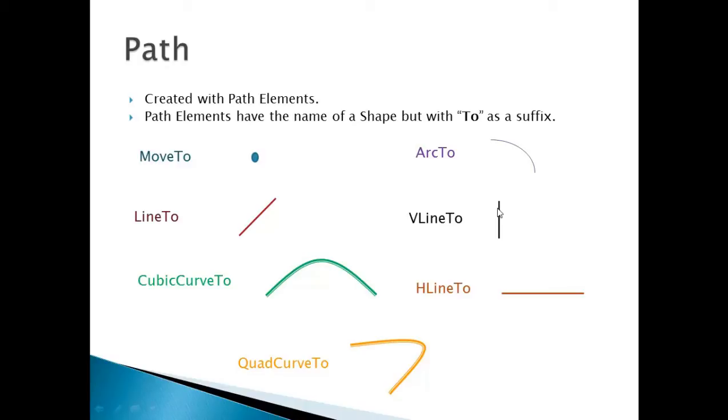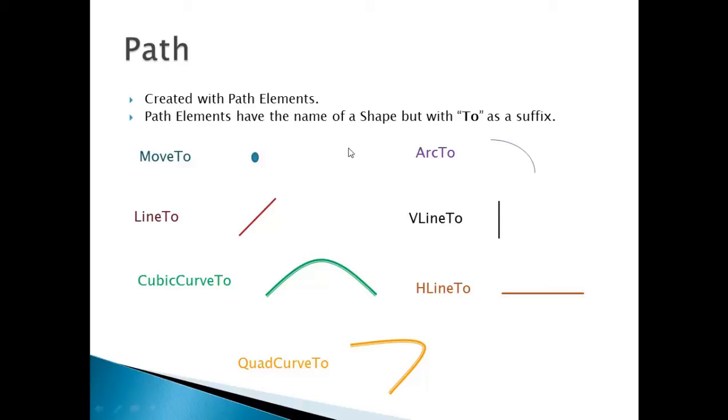A path will be an object in which we will add different path elements or different lines in order to create a desired shape. And we can define the complexity of the shape. We can give the shape that we want to this path.